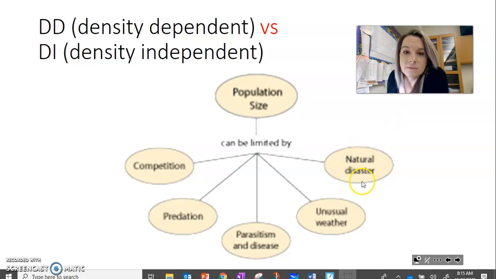Natural disaster. Is that DD or DI? Do you need a population present? Right, that's DI, density independent. Unusual weather. Do you need a population? Is it DD or DI? That's right, DI. And then parasites and disease. DD, DI. That's right, DD. All right, I hope this makes sense.